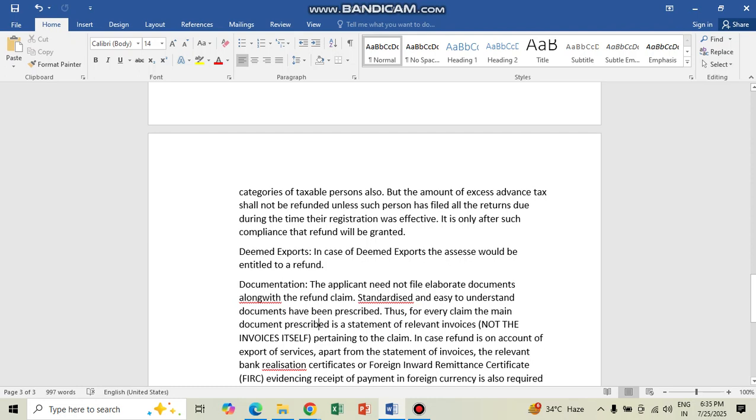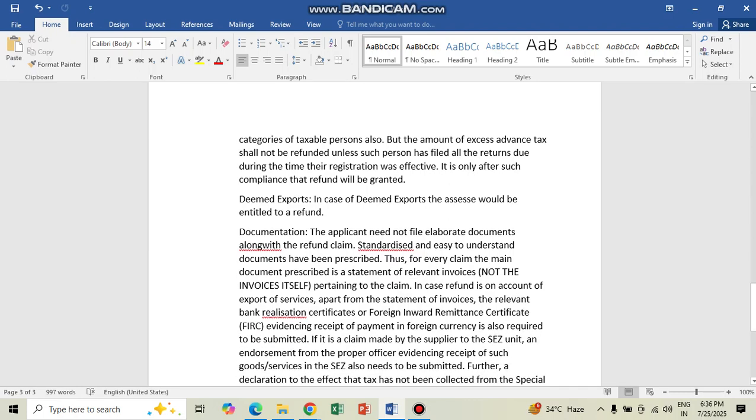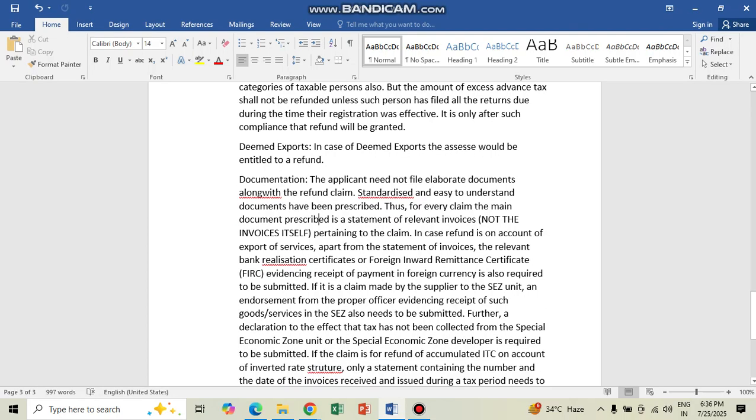In case the refund is on account of export of services, apart from the statement of invoices, the relevant bank realization certificates or foreign inward remittance certificate evidencing receipt of payment in foreign currency is also required to be submitted. If it is a claim by the supplier to SEZ unit, an endorsement from the proper officer evidencing the receipt of such goods or services in the SEZ also needs to be submitted. Further, a declaration to the effect that tax has not been collected from the Special Economic Zone unit or the Special Economic Zone developer is required to be submitted.